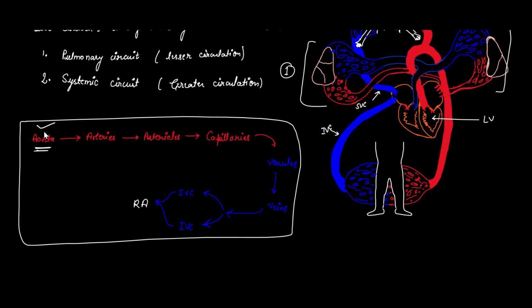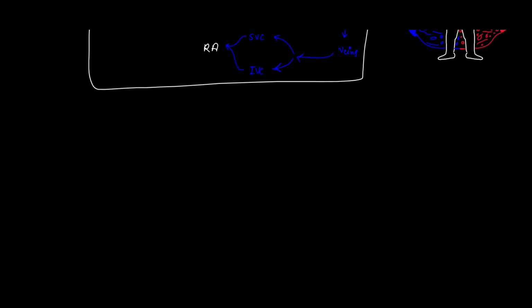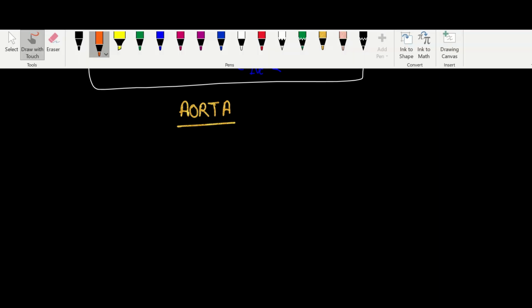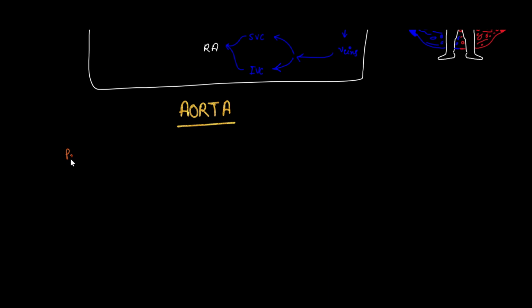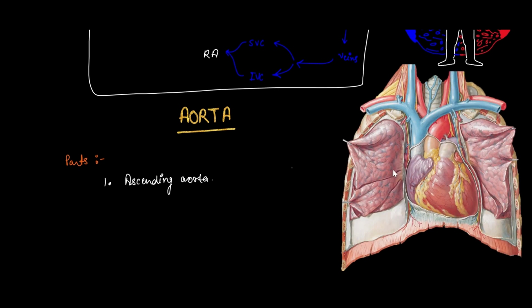We are going to start with the basis of systemic circulation, which is the aorta. So guys, let's start with the aorta. The aorta is the biggest artery of our body. The aorta consists of three parts, of which the first part is the ascending aorta, which can be easily understood by this picture.